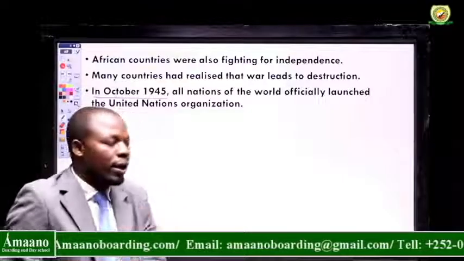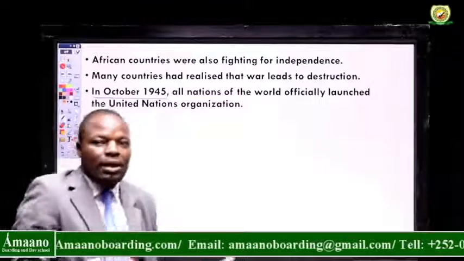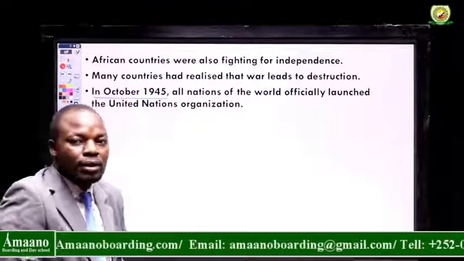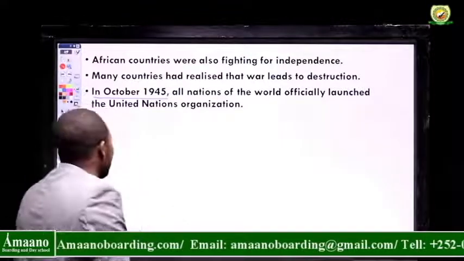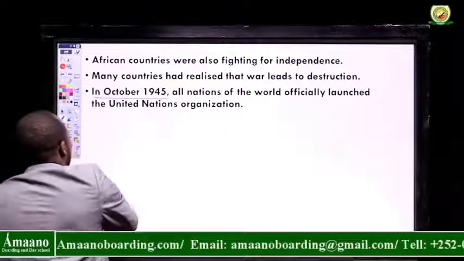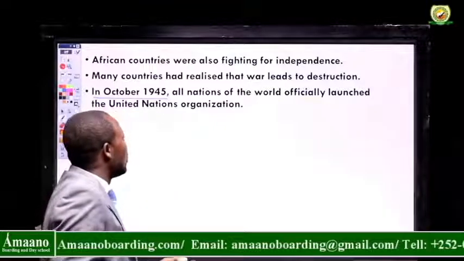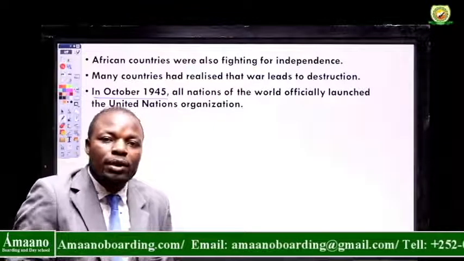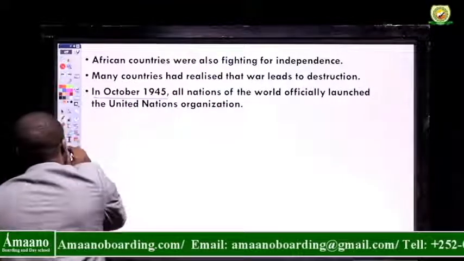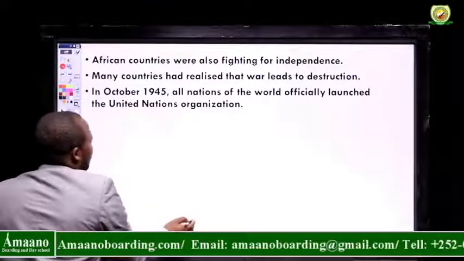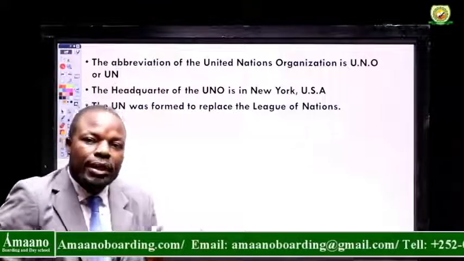This organization was supposed to protect other countries from other countries. We shall look at that later in the aims, when we shall be looking at the aims for the formation of the United Nations. Now, moving forward, you've had to understand the year when the United Nations was formed, which is in October 1945. Good. Moving forward, we shall look at the United Nations Organization itself.